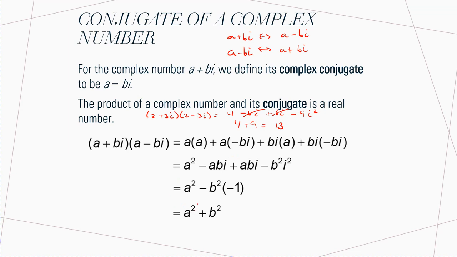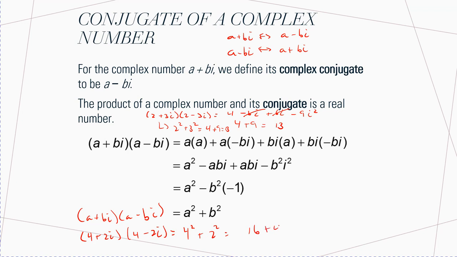Which is the same thing as a squared plus b squared. So if you multiply the conjugates, you can just realize that this is just 2 squared plus 3 squared, which gets me 4 plus 9, which gets me 13. So you can very easily skip the FOIL step when using this formula. Whenever you have conjugates, a plus bi times a minus bi, it's just a squared plus b squared. So for example, if I have 4 plus 2i times 4 minus 2i, that's just going to be 4 squared plus 2 squared, which would be 16 plus 4, which would be 20. So it's a real nice trick.